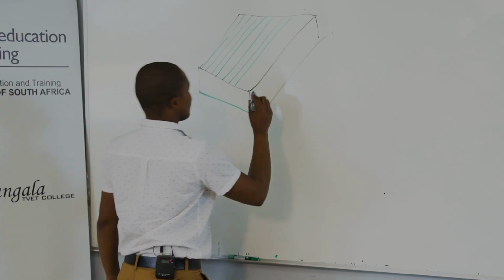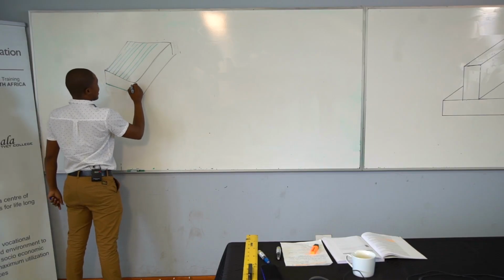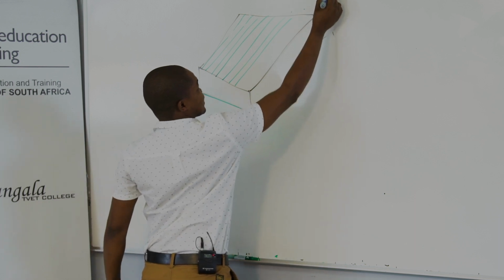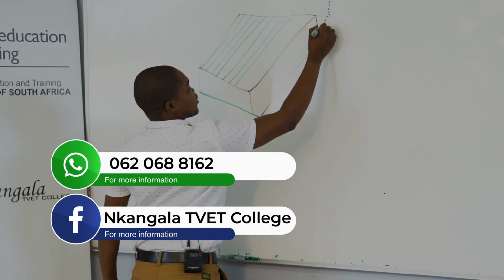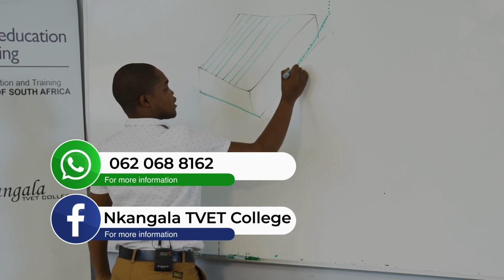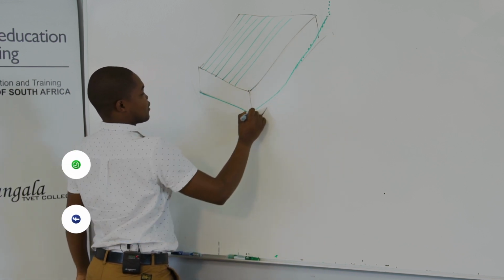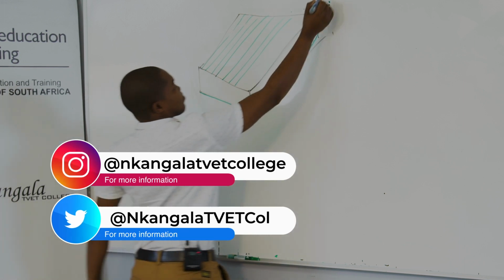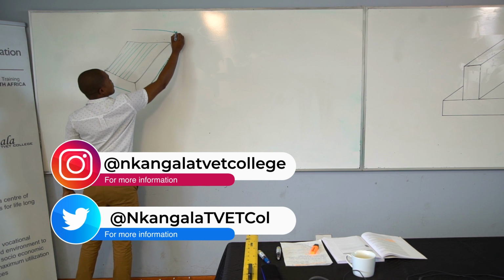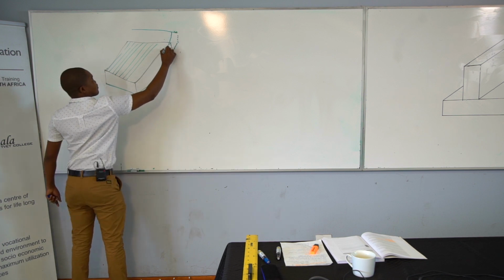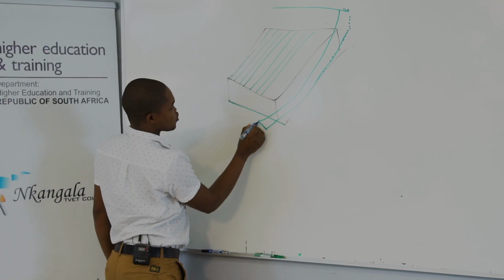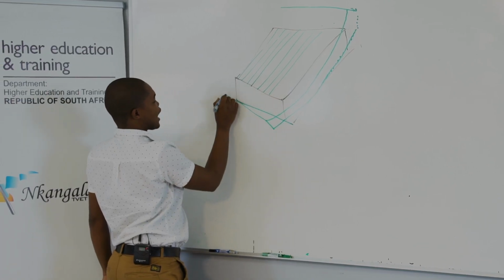I'm just going to show you with the dotted lines how it's going to happen. So now the workpiece is like this. Now you have welded. The workpiece is going to move out of shape. It's going to warp.